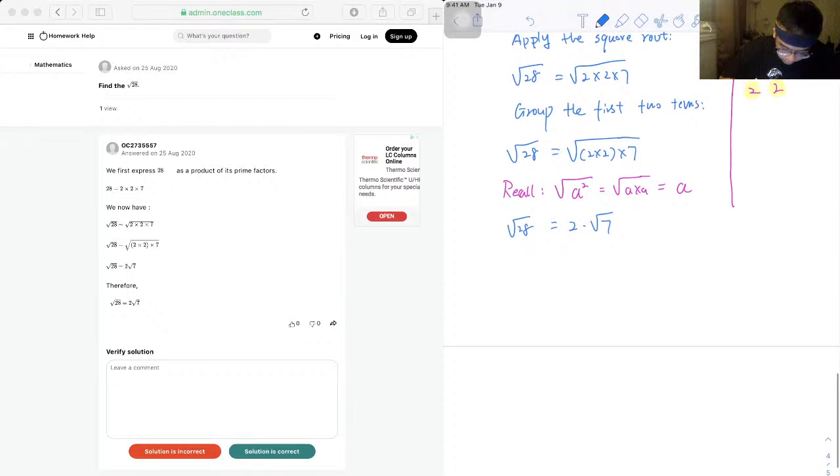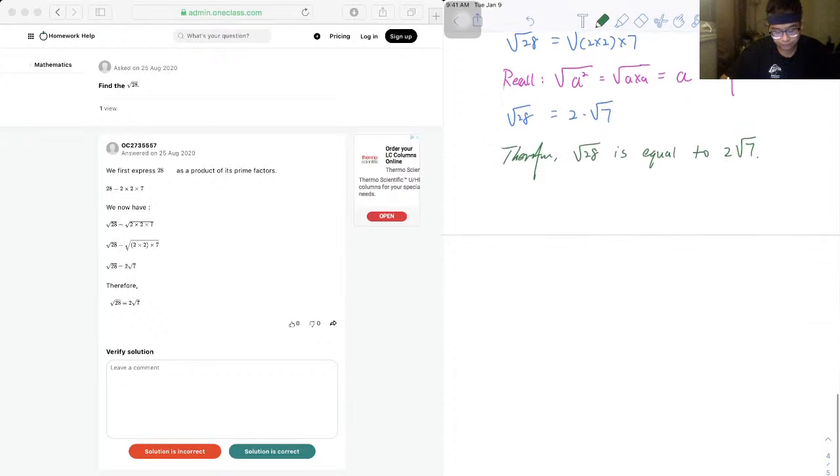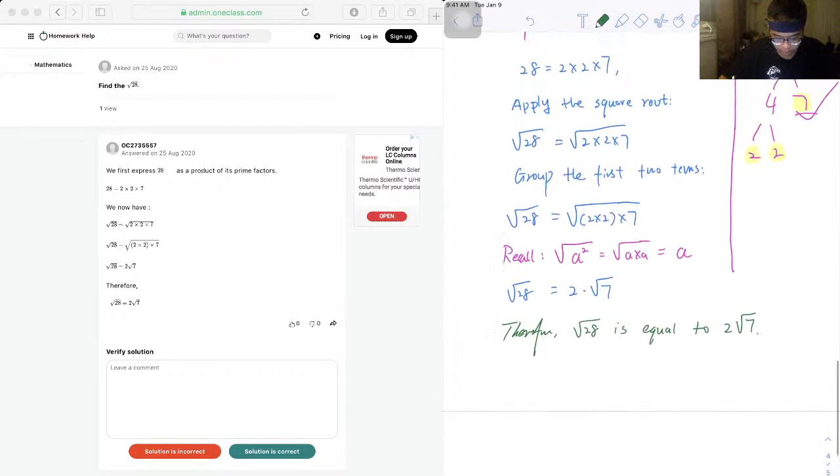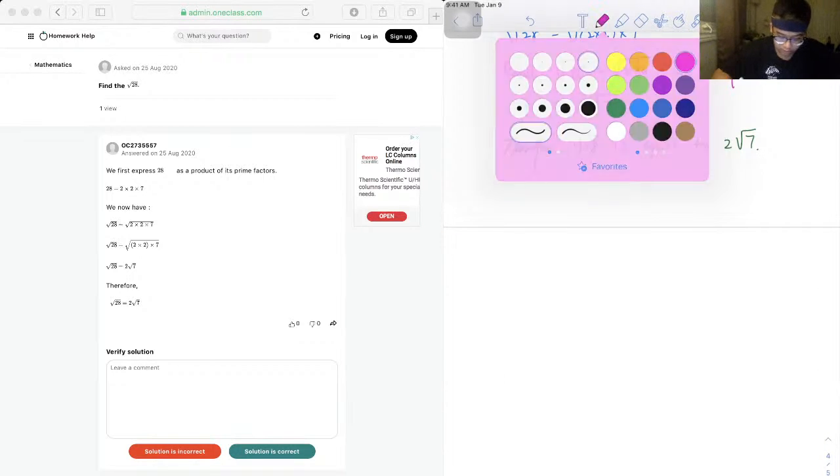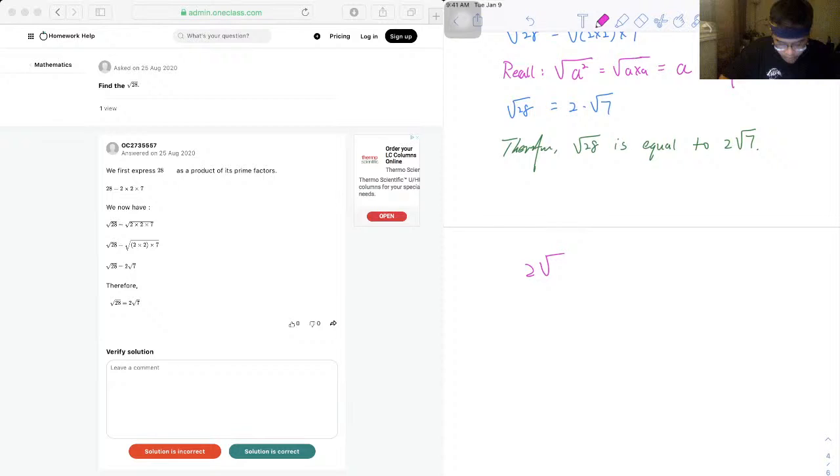So therefore we can write our conclusion. Therefore, root 28 is equal to 2 root 7. Yep. And we can always check if our answer is correct or not. So we got 2 root 7 as our answer.